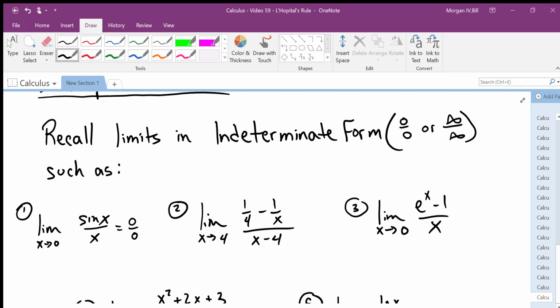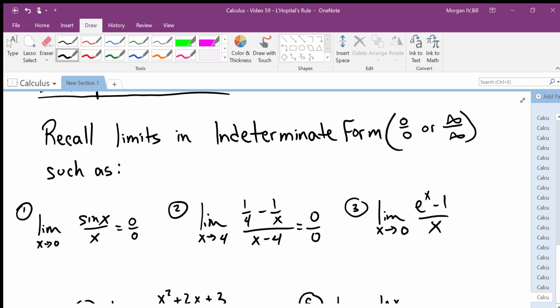Okay, take a look at number 2. This is another kind of a limit that we had previously. The limit as x approaches 4 of 1/4 minus 1 over x, divided by x minus 4. So again, if we were to do direct substitution, plug the 4 in for the x, we'd get 1/4 minus 1/4, so that'd be 0 in the numerator. And 4 minus 4, that's 0 in the denominator. Again, 0 over 0, indeterminate form. We can use L'Hopital's rule in this.